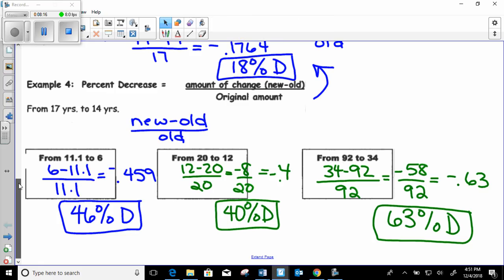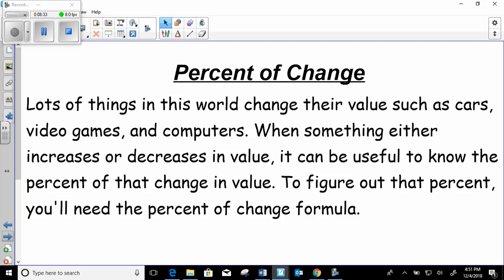When you come back to class, I would like for you to tell me some products or situations where you would have a percent of increase or decrease. I just wanted to show you one more thing. Like I said, there are different values. What about values of cars? They change over time. Video games, and I said computers. When something increases or decreases in value, it could be useful to know the percent of that change in value. So let me know what kinds of things would be important to know the change in their value.